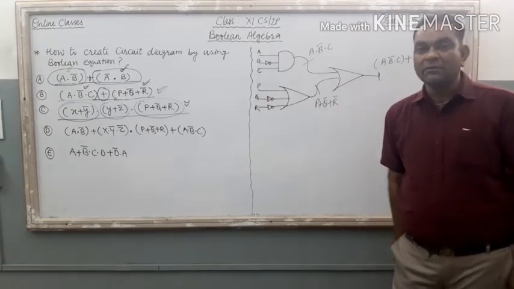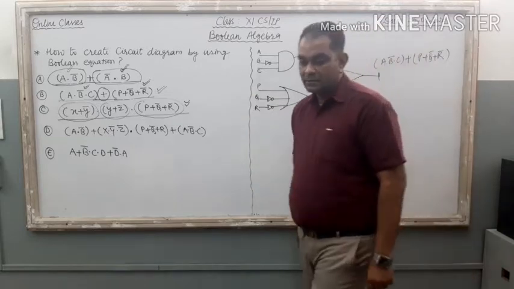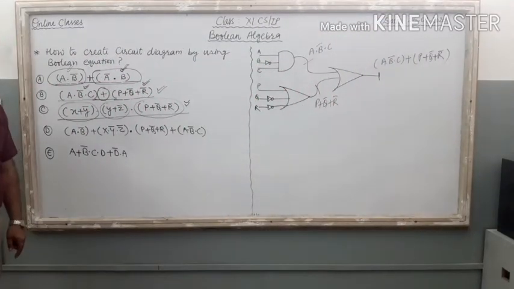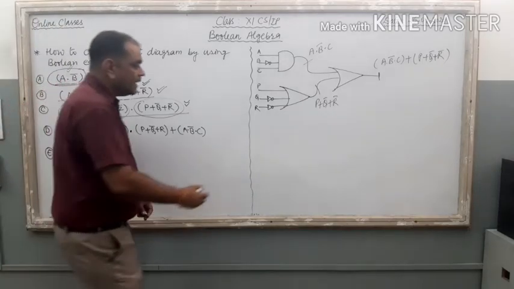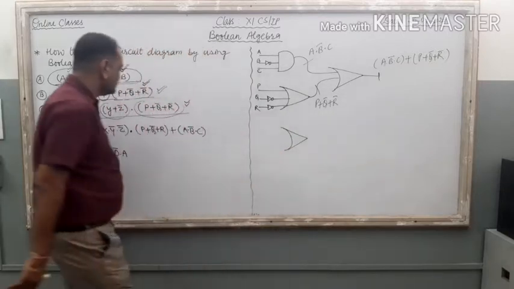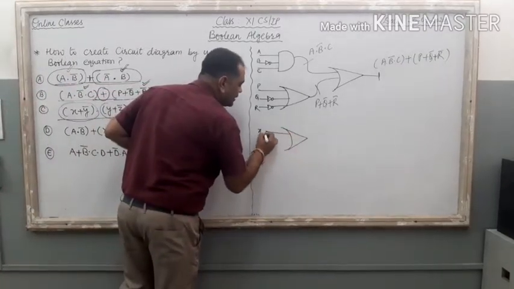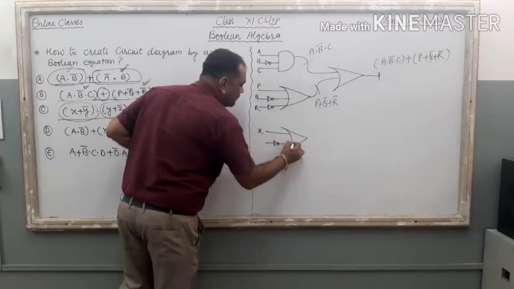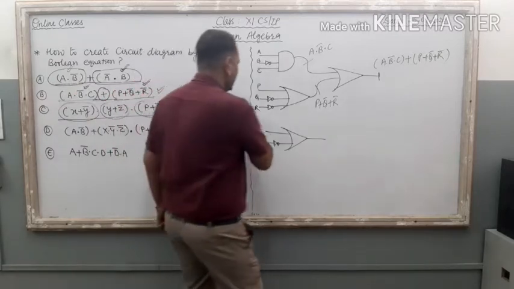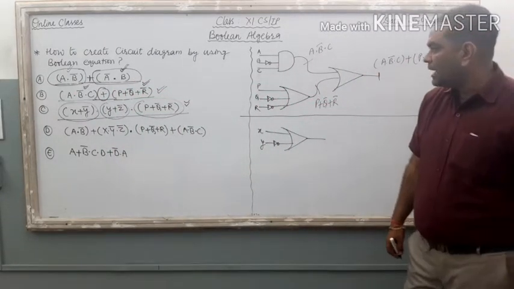Now take the very first one. X plus Y bar, which gate? OR gate, simple. So here I am going to draw the OR gate like this one. The first input is X and the second input is Y. So X is direct, Y is with the help of NOT. It is Y bar. Right? Here I am going to divide this board into two parts so you may not get confused.